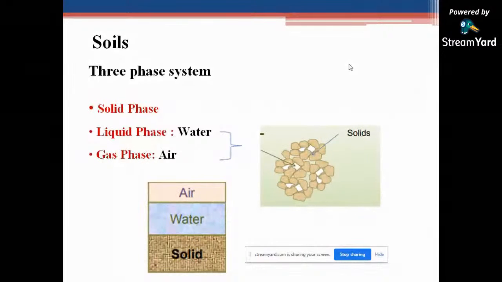We are starting with the soil as a three-phase system. If you can see this diagram, this is the original diagram. If you take a handful of soil, then you will have some soil solids, then you will have some air, and then you will have some water. So this is your air and this white color is water. So liquid phase and gas phase. So there will be some air, there will be water and there will be soil solids.